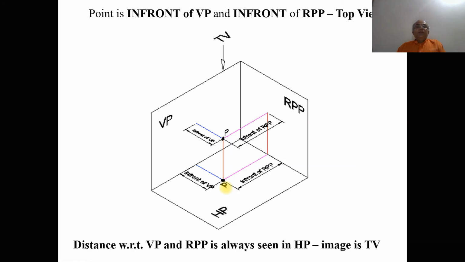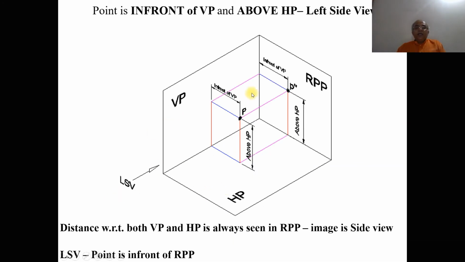Similarly, when you look from the side view, I can see the distance above HP and also in front of VP. So that image will fall on the right profile plane, in front of VP here and above HP here. So the distance with respect to the vertical plane and the horizontal plane is always seen in RPP. So the image is the side view. Since you are looking from the left side, P double dash will always be the left side view. And this is how it is seen in three dimensions.